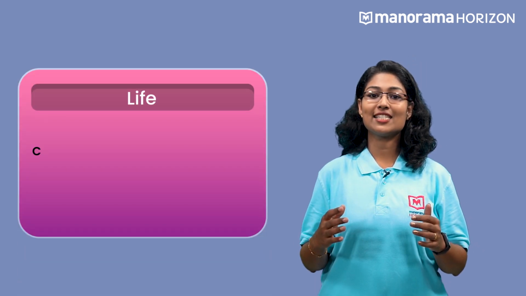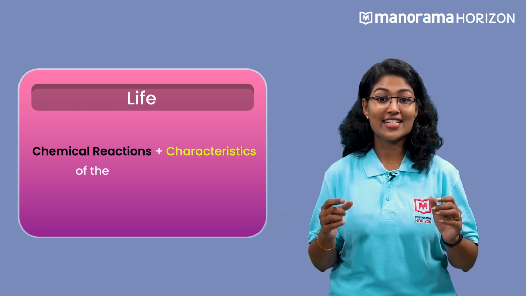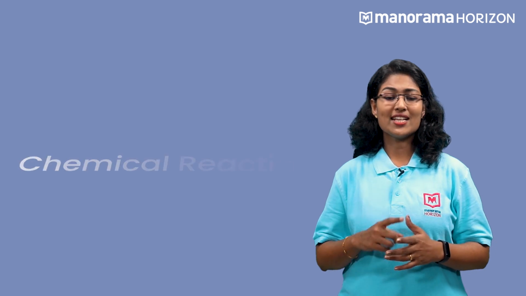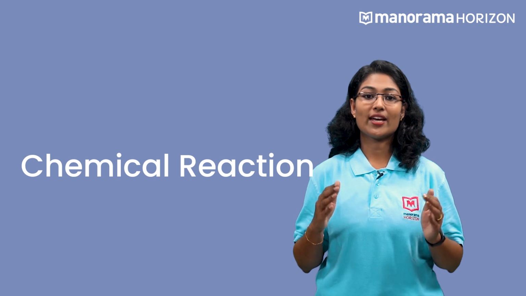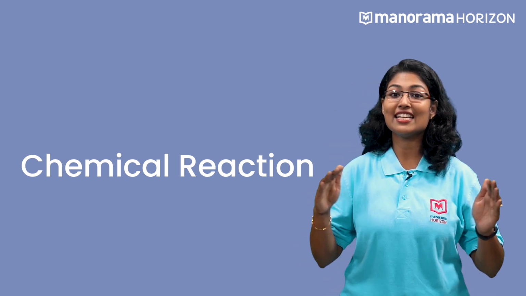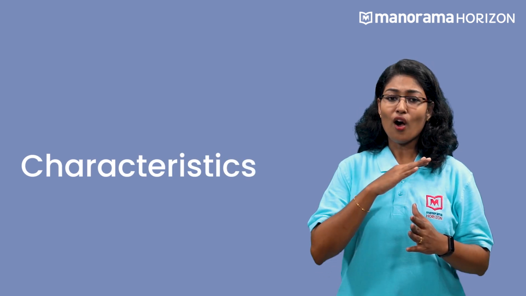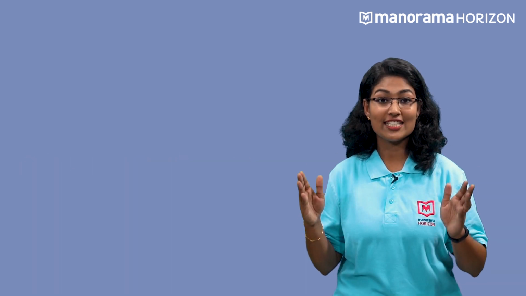First, let us frame the definition of life. Life can be defined as a system that articulates itself through chemical reactions and displays characteristics of living organisms. So there are two key terms here. One is the chemical reactions, that is, living organisms require energy to carry out daily activities. The next word is characteristics. All characteristics of living organisms ultimately define life.